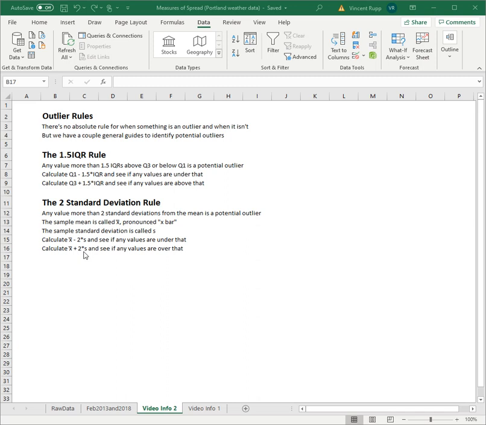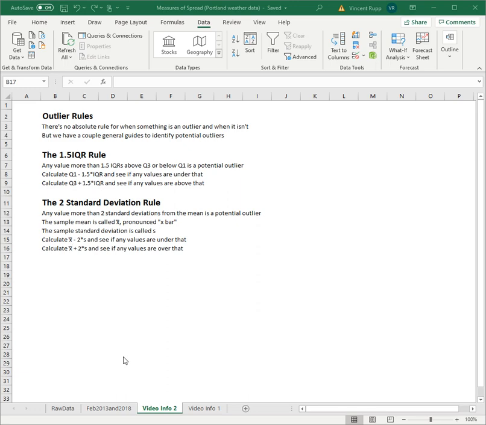So be careful not to mix these up. This one is 1.5 IQRs, but it's down from Q1 and up from Q3, whereas this one is 2 standard deviations. Both of those go from the mean. And that's just because IQR is based on Q1 and Q3, and S, the standard deviation, is based on the mean.